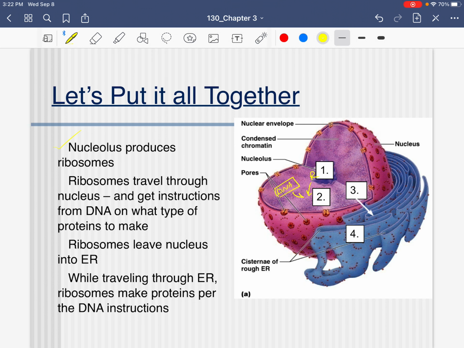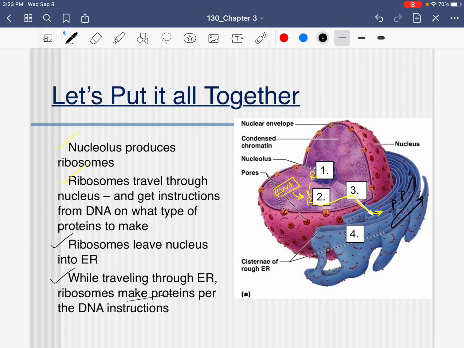So as the ribosomes travel through the nucleus, they are told what to do by the DNA. So now these ribosomes are armed with an instruction manual: what kind of proteins to make and how many. Then those ribosomes travel into the endoplasmic reticulum. And what do the ribosomes do? They make proteins. So these ribosomes now make proteins based off of the instructions that they got from the DNA.